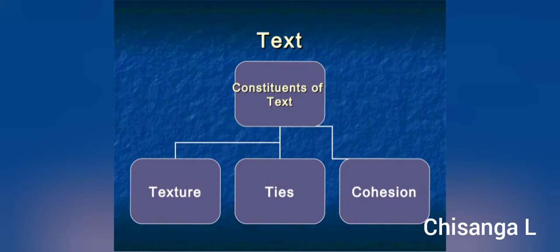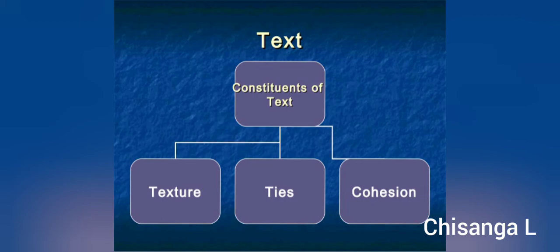Okay, that is what texture is. Then ties. Ties, obviously, tie. Even from the word itself, tie. What is it? It is a glue. This is what glues the individual text together to make a whole.